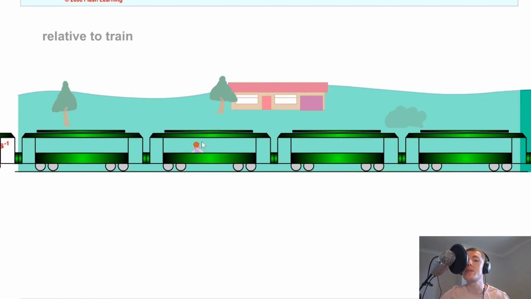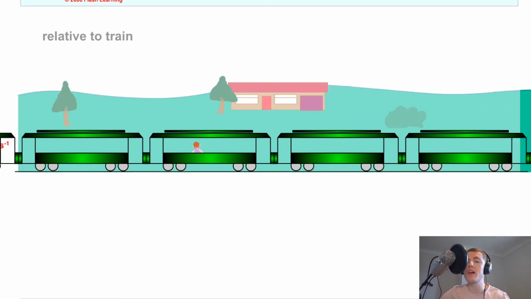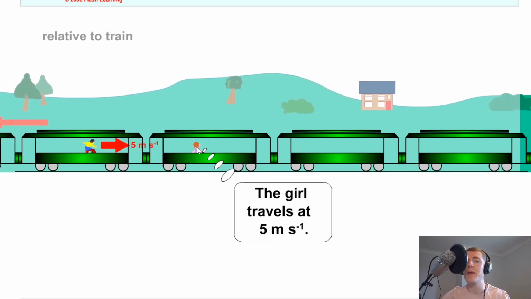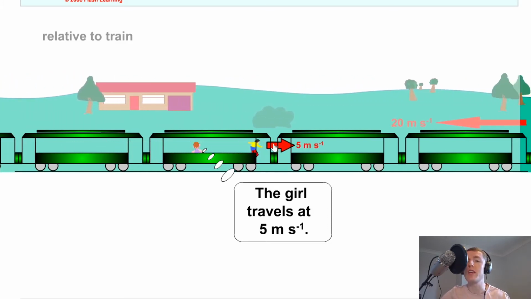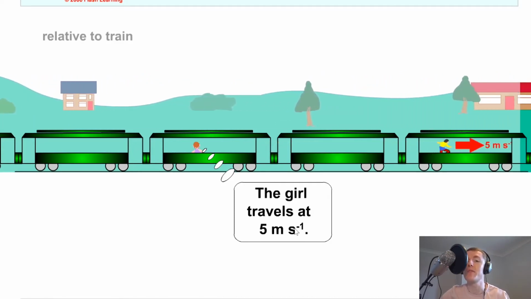But let's say the observer this time is sitting on board the train, and the girl is going to move at the same speed, 5 meters per second. If I click play here, you'll see the girl is still moving to the right at 5 meters per second, and because the observer is now on board the moving train, they are going to observe the girl to be moving at the speed that they're doing on the train. That is simply 5 meters per second.